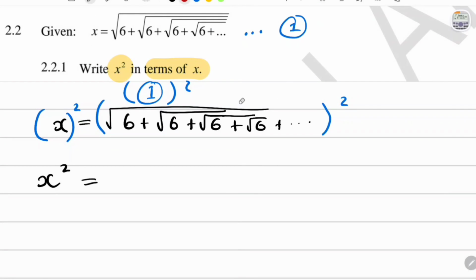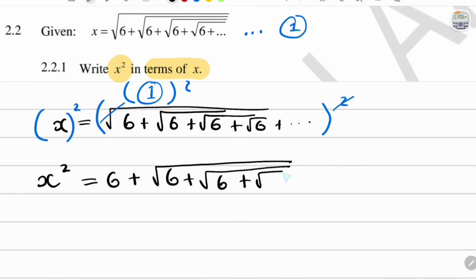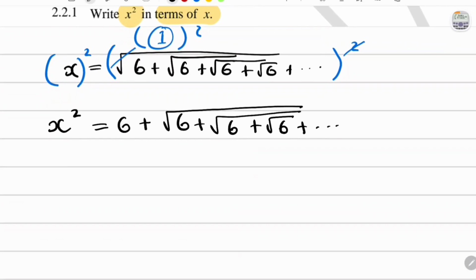Since we have the square root, that first square root is going to cancel with your squared, because they're the inverse of each other. Because of that, this first 6 is not under a radical anymore, because that first square root is gone now. All that is left is a 6 plus the square root of 6 plus the square root of 6 plus the square root of 6, and it keeps going. That's what we have left.